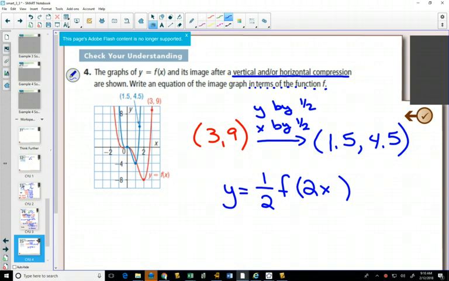Now, later on, when we do all of our combinations together, basically in period 3, I'm going to introduce you to a technique for doing this, because it's not always going to work out so nicely that you can just go from 3, 9 to 1.5, 4.5. If they tell you it's only vertical and horizontal stretches and compressions, for sure, you'll be able to just look at one point and figure it out. But sometimes what's going to happen is that the blue graph might get shifted.